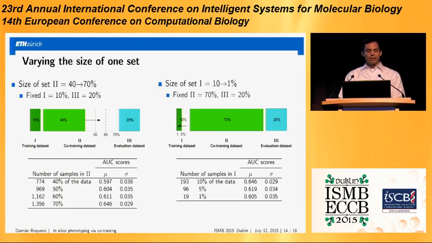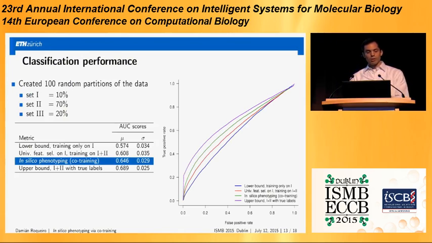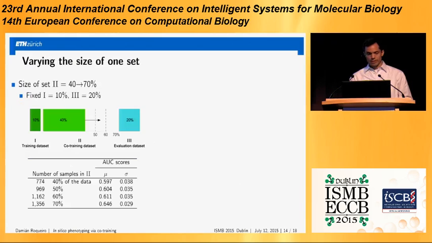Similarly, we fixed a large amount of data for the co-training dataset, and we shrunk the true labels, and as expected, the performance decays, but it's not so bad. In fact, if you look at the last value, when we have only 1% of true labels, we are performing at 0.60, which is much higher than the lower bound that we obtained here with 10% of the data.